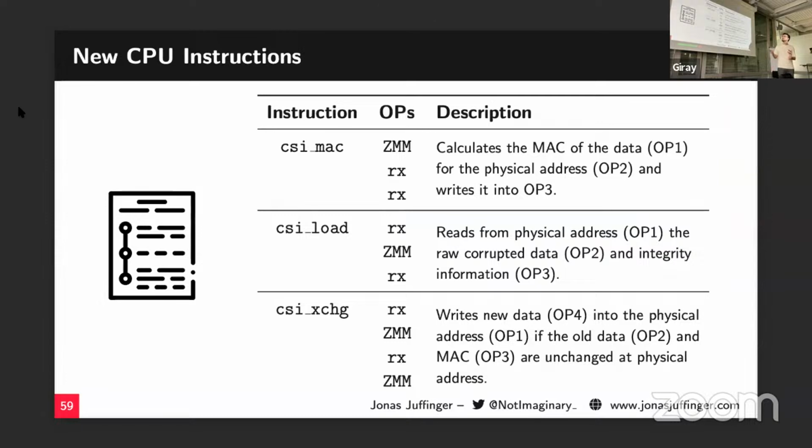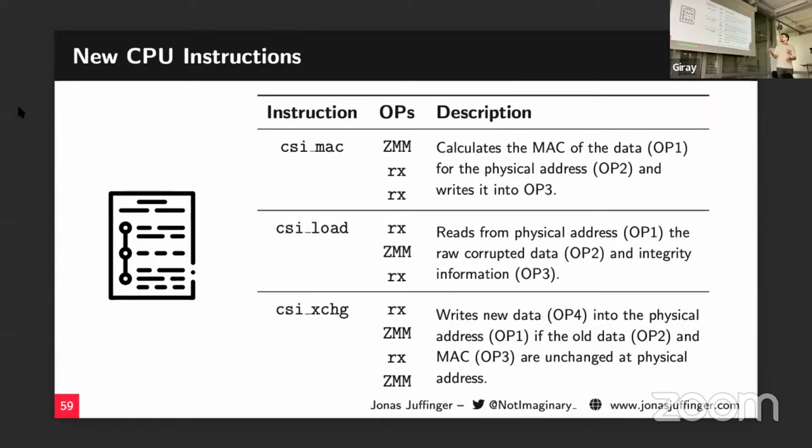We have a CSI Mac instruction. That's the one that actually computes the Mac, because we want the hardware to do that. Then we have a CSI load instruction. That's important because we want to get the corrupted data from the DRAM. If you would do a normal load, the memory controller would check if the Mac is correct or not. With this, we can get the corrupted data without the memory controller checking the data, because we know that we use it for correction.